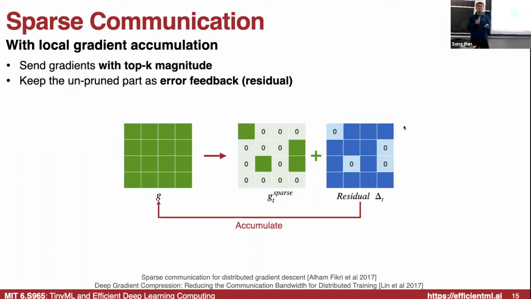Oh, okay. I see. So you have a buffer to save these accumulated gradients, but don't apply them until they reach a certain threshold, then we send them out.